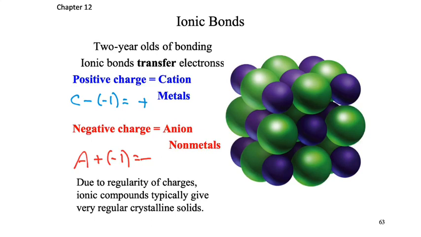Because of the regularity behind those charges, we get very crystalline solids. So most ionic compounds, their phases start as solids. It's very rare to see them in liquid or gas states.